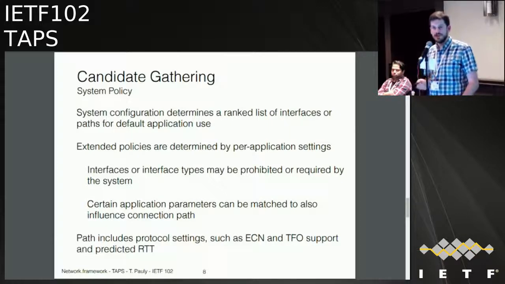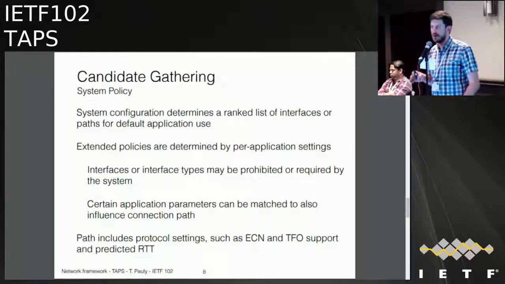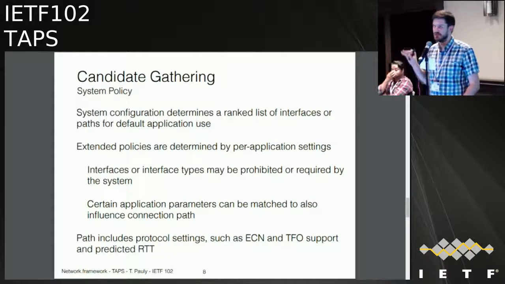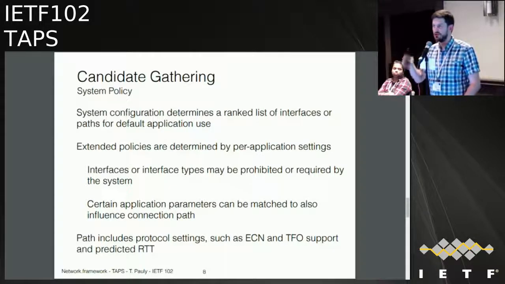Most of the extended policies we have do occur on a per application or per process basis. Certain interfaces or interface types can be prohibited or required. And also I want to note that certain application parameters can actually be keys to influence which path you take. So your parameters could include something like, here's a specific account I'm associated with, or the specific endpoint I'm associated with, and that could determine, based on system policy, where you are bound.